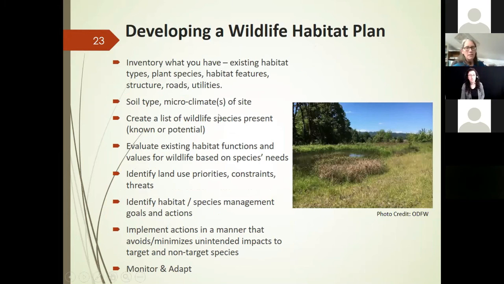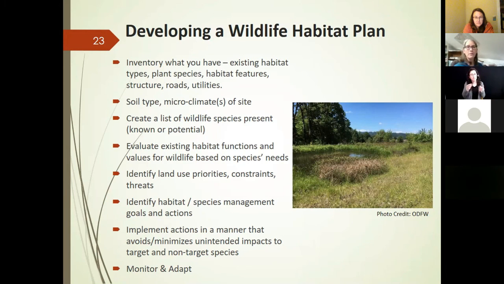So I'm close to wrapping up here. I just have one slide on some very basic concepts when you're thinking about, and maybe you've probably already thought about this, how to incorporate wildlife habitat into your overall land management plan.